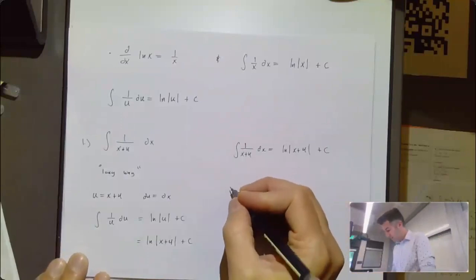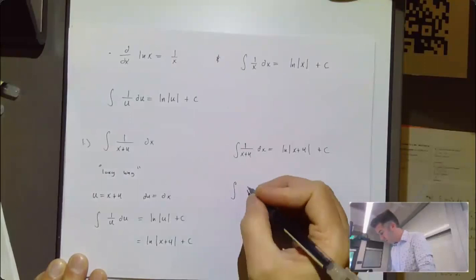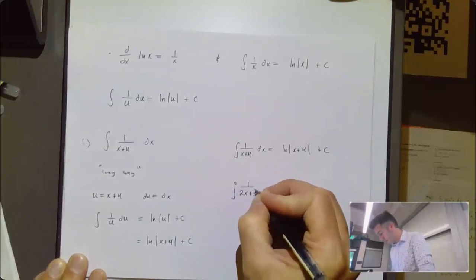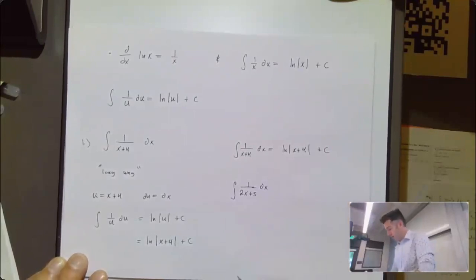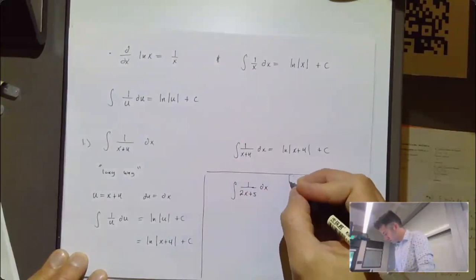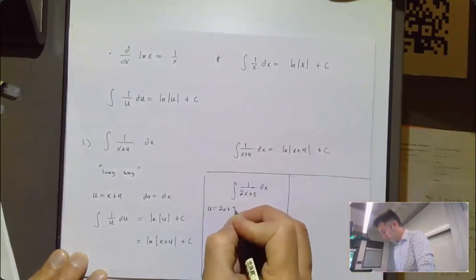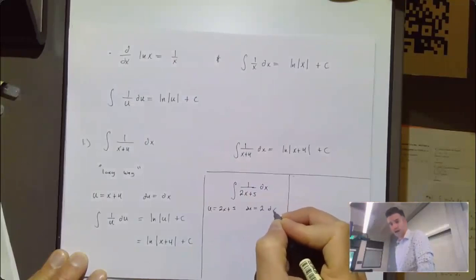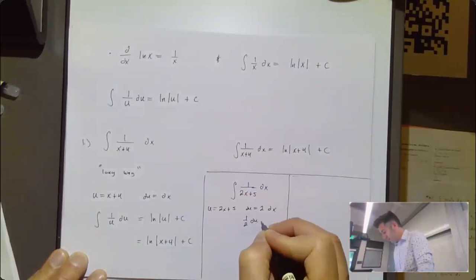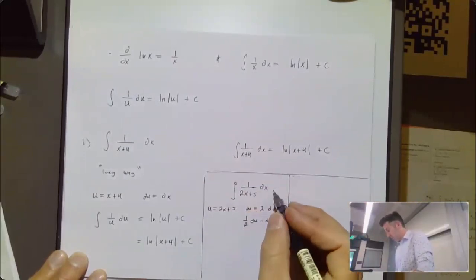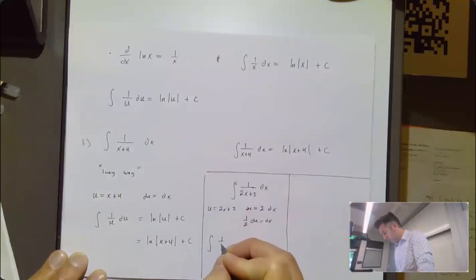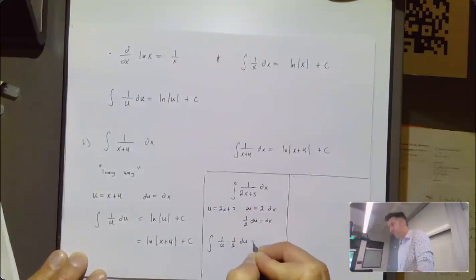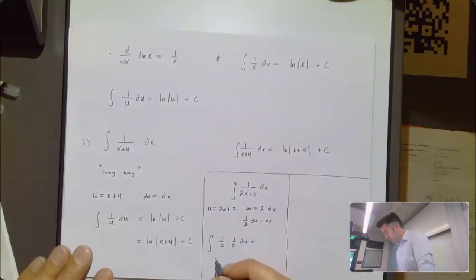But then we can extend this to the idea of something like the antiderivative of 1 over 2x plus 5. We could do it the long way, where we let u equal 2x plus 5. Our du is 2 times dx, and then 1/2 du is equal to dx. So when we take the integral of this, it becomes the integral of 1 over u times 1/2 du. And then the 1/2 is a constant that just sticks around. So we get 1/2 times the natural log of the absolute value of u plus c, which is 1/2 the natural log of the absolute value of 2x plus 5 plus c.